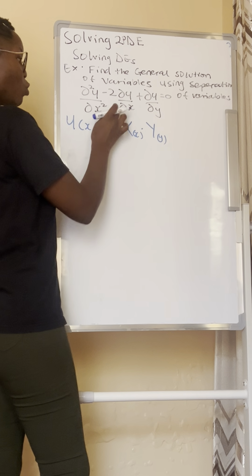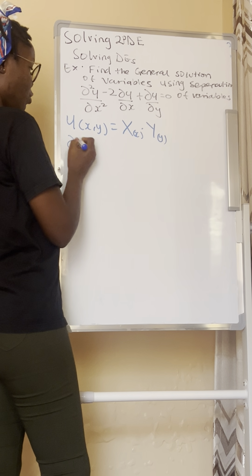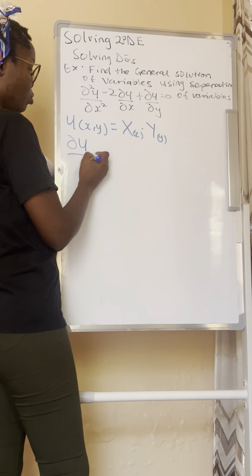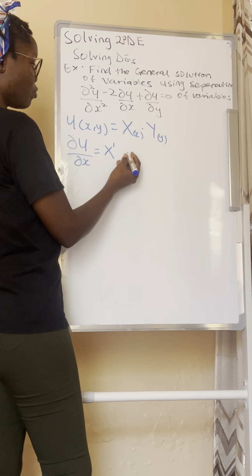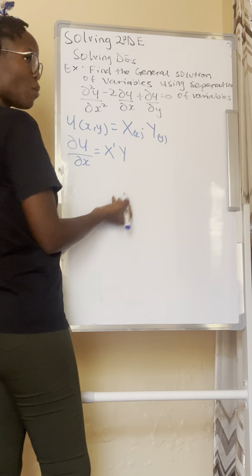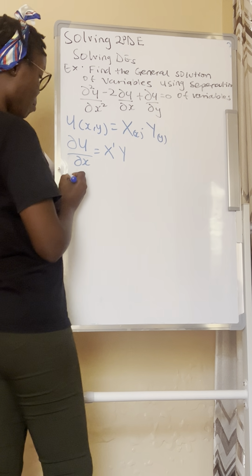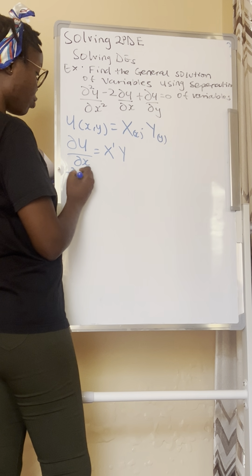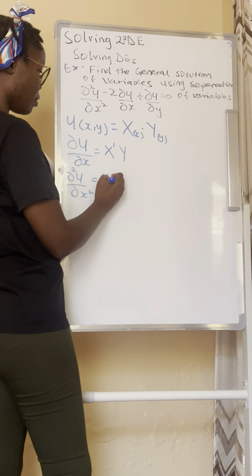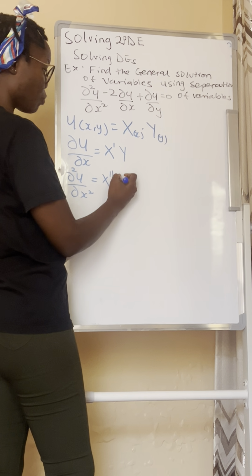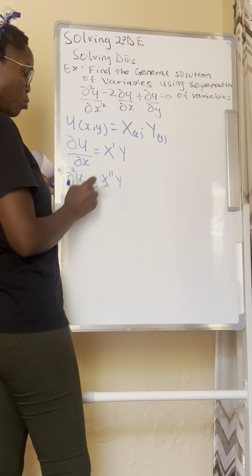Okay. So, what would be the partial derivative of the function u with respect to x? It will be the first derivative of the function X times the y function. How about the second derivative with respect to x? It will be X double prime times Y. Y remains constant because it's with respect to x.